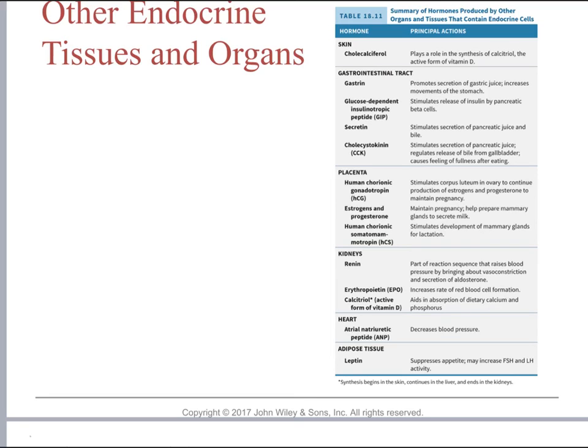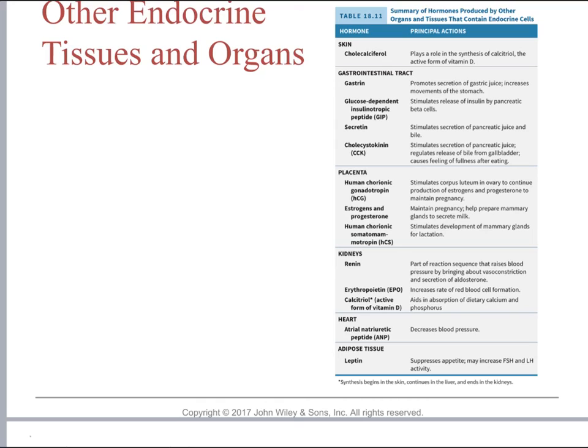In the GI tract, or gastrointestinal tract, we deal with gastrin. This promotes secretion of gastric juice and increases motility and movement of the stomach. GIP, glucose-dependent insulinotropic peptide, stimulates the release of insulin by the pancreatic beta cells. Secretin stimulates secretion of pancreatic juice and bile. CCK, cholecystokinin, stimulates secretion of pancreatic juice and also regulates release of bile from the gallbladder, causing that feeling of fullness after we eat.